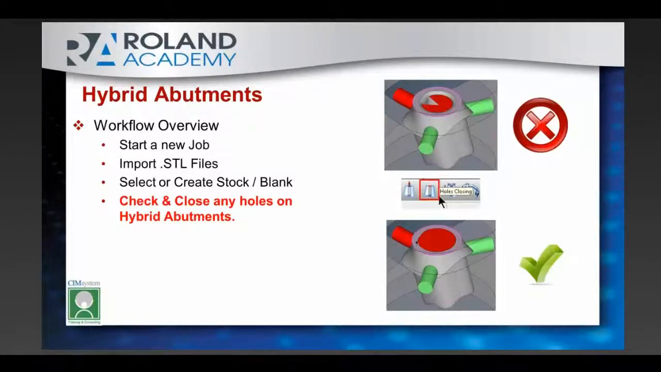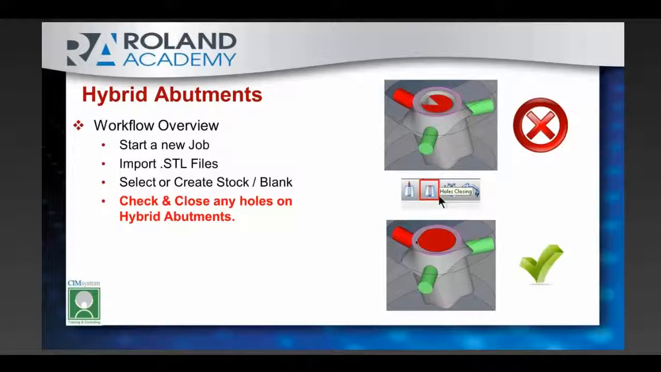Because of that, it can sometimes be a little bit unpredictable how it imports into the software. You want to check these, and make sure that these holes are closed. For normal abutments, this isn't a problem because you typically just have a cylinder that goes all the way through, and the software can see that and close it very easily. Now, the reason behind closing these holes is there are certain operations, as an example, the roughing operation.